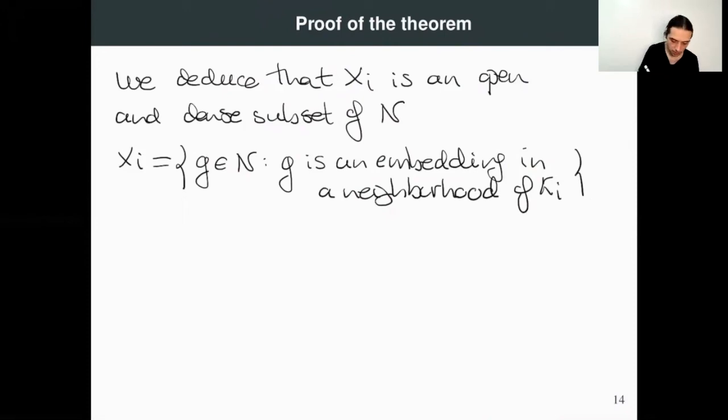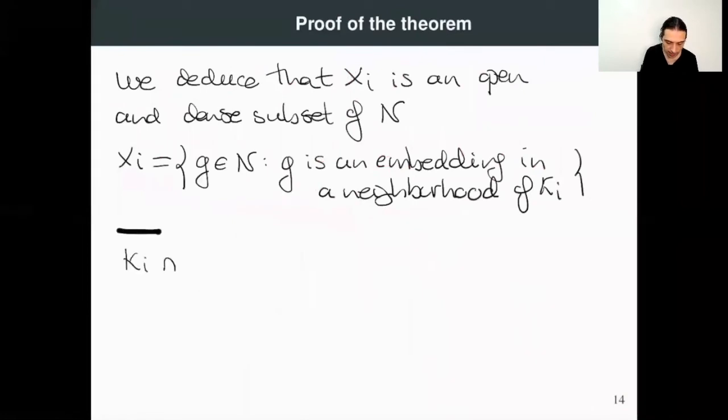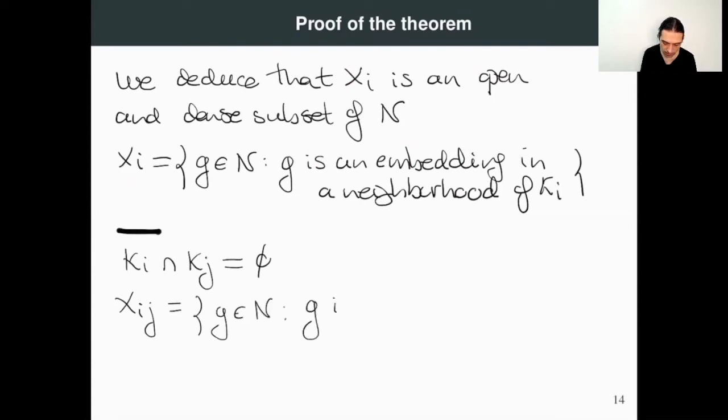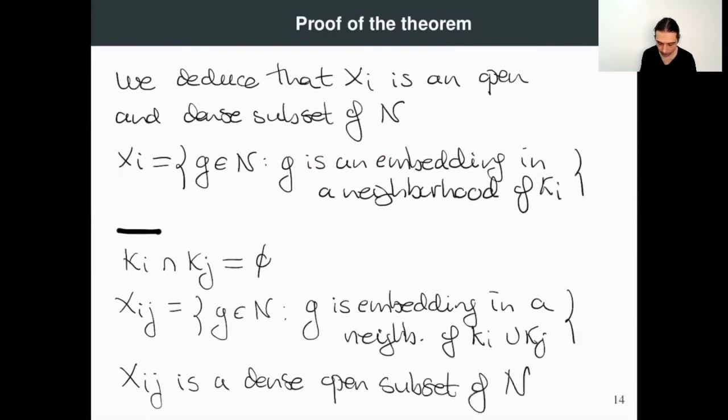We can consider another case when Ki does not intersect Kj. In that case, we can define Xij as the set of maps in N such that G is an embedding in a neighborhood of the union, okay? Again, by adapting the previous argument, we can see that Xij is a dense open subset of N. Very good.